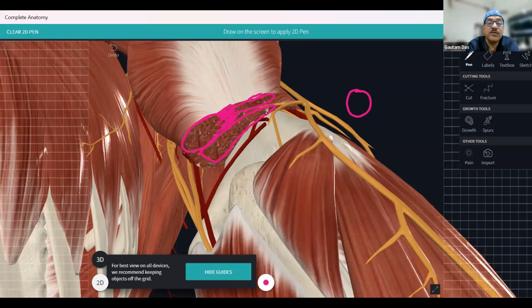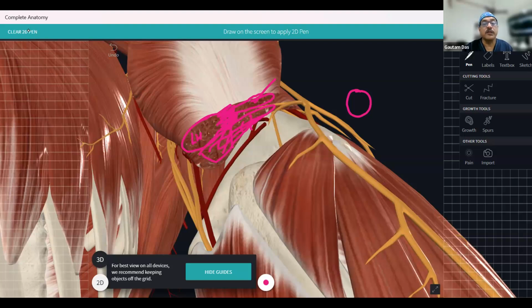So the central tendon: one side is your lateral head. This is your lateral head. This is your medial head, the whole is medial head. And this is your long head. So the long head and lateral head are the two superficial layers, and the deeper layer is your medial head. And in the center is your central tendon. So these are the muscles.